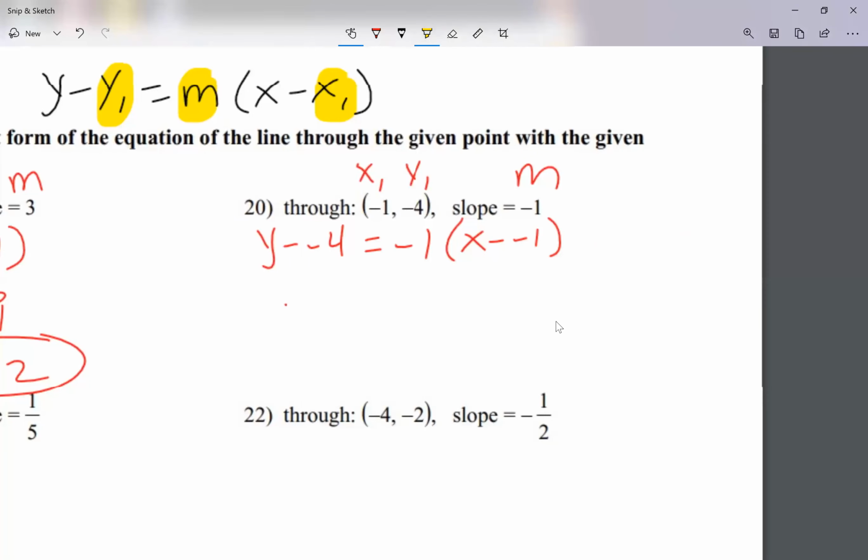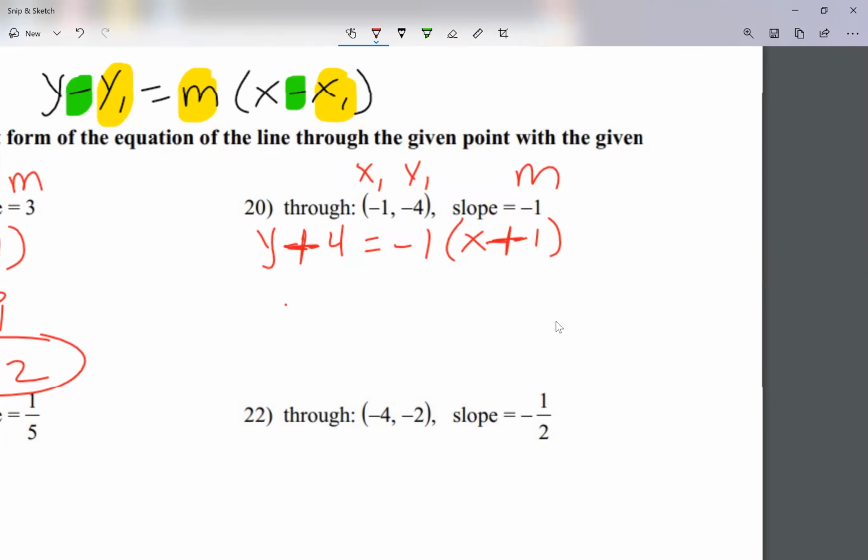Let me emphasize all those minuses, right? Y minus, x minus. So yeah, I had to write that. But then we also learned before that when there's two negative signs put together, it makes a plus sign. So let me change this to y plus 4. And inside the parentheses, let me change that to x plus 1. When there's two negative signs put together, make it a positive sign.